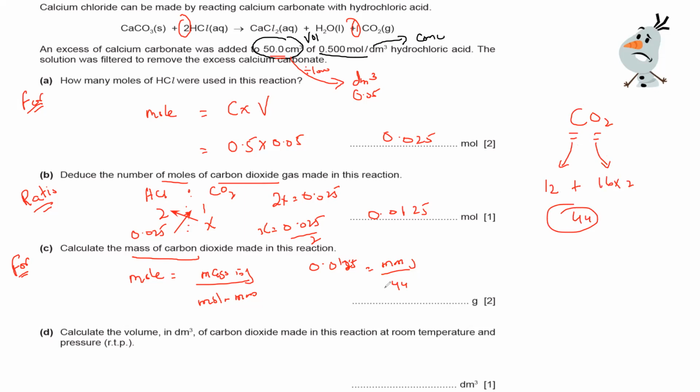So if 44 is divided, on the other side it will be multiplied. So 0.0125 multiplied by 44. How much mass of carbon dioxide is there? 0.55 grams. Is it clear?